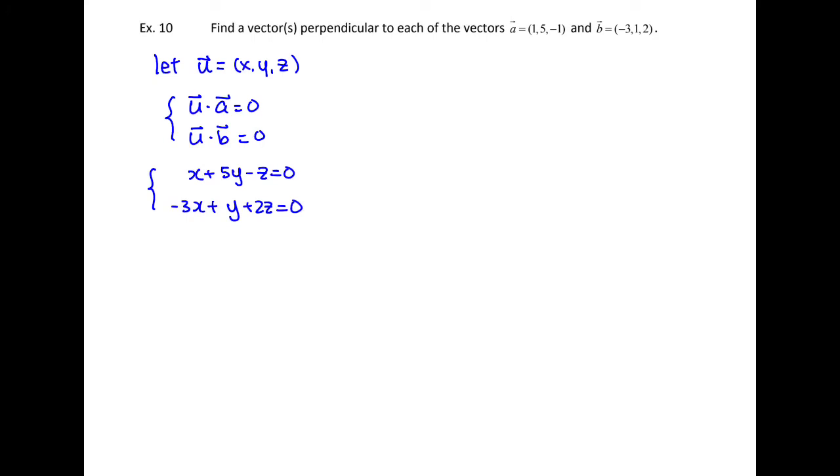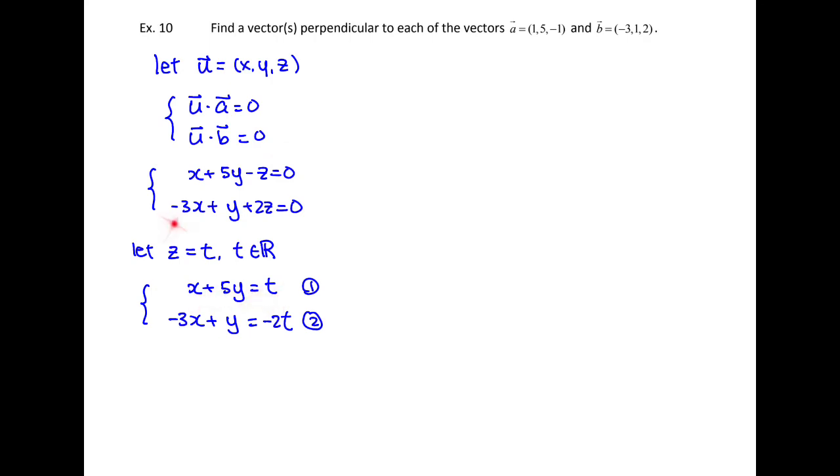However, now we have 3 variables, but only have 2 equations. And we know if we only have 2 equations, we can only solve for 2 variables. So we let z equal t, where t can be any real number. Let's transform our equations. So we have x plus 5y equals z, which means x plus 5y equals t, and -3x plus y equals -2z, which is -2t. Then we can use elimination to solve for x and y.